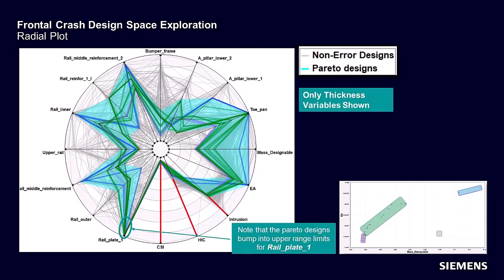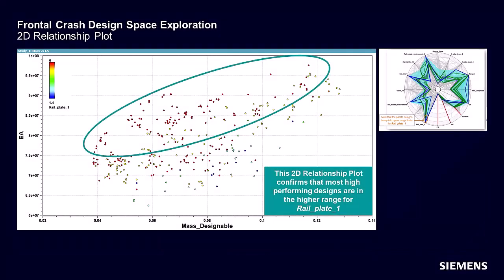When plotted with just the gauge thickness variables, we observe a trend that all Pareto designs are pushed into the upper range limits for the variable rail plate 1. Let's see what this means by interpreting it through another plot. If we focus on the gauge thickness for rail plate 1 as a color dimension on this plot, we can plot our feasible designs in a two-dimensional plot between the vehicle mass and the energy absorbed. We are able to confirm our observations from a radial plot that most high-performing designs are in the upper range for the values of rail plate 1, making this an insightful find.